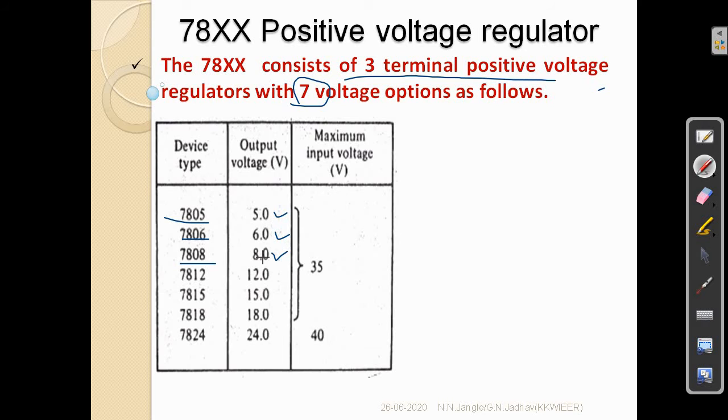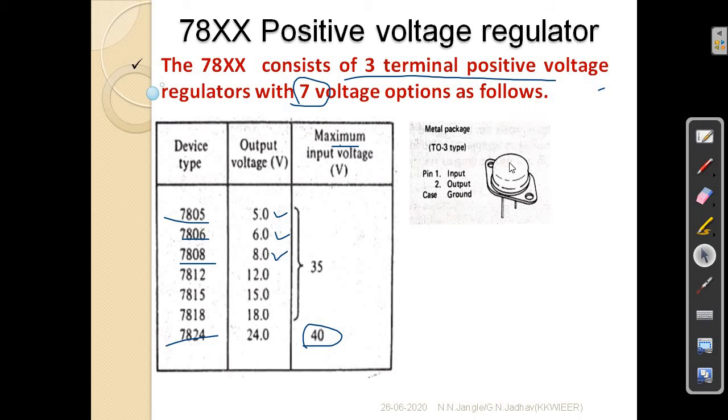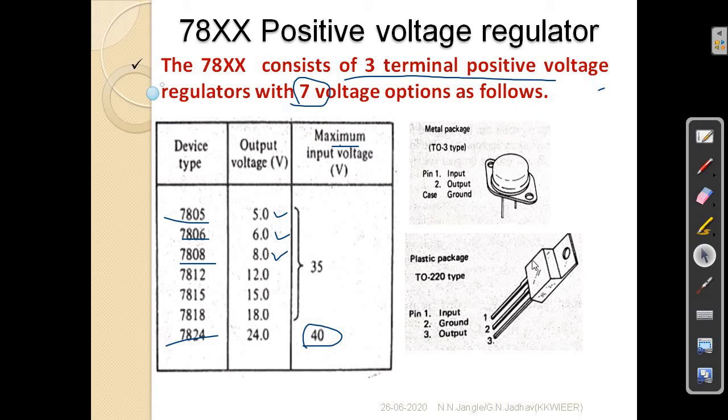Okay. So for the 5 to 18 volt ICs, the maximum input voltage is 35 volts, whereas for IC 7824 this voltage is about 40 volts. Okay. For IC 7824 the maximum input voltage is what? 40 volts. Okay. This is the metal package of the IC, and this is the plastic package. The plastic package IC is commonly used. Pin number 1 is input, pin number 2 is ground, and pin number 3 is output. Okay.